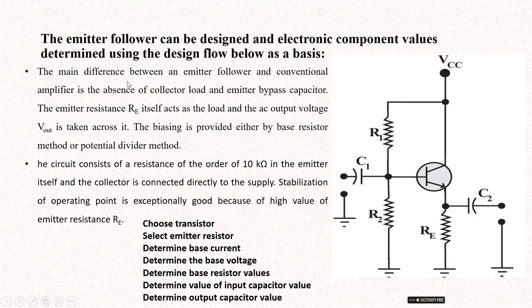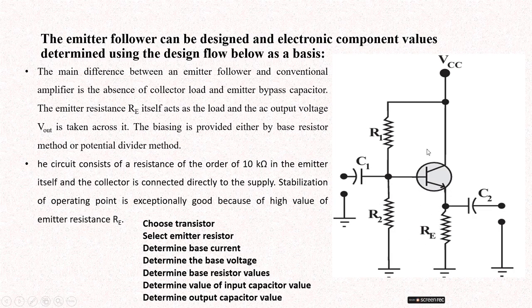I told you already: the difference between the emitter follower and the conventional amplifier is the absence of the collector load and the emitter bypass capacitor. Here there is no load on the collector side. The collector is directly connected to VCC without any resistance in the emitter follower. The emitter resistance RE itself acts as the load, and the AC output voltage Vout is taken across it.